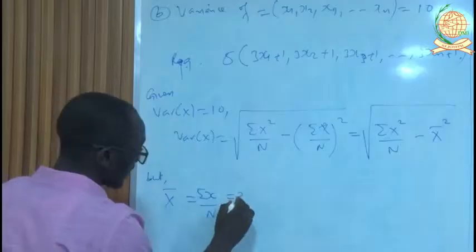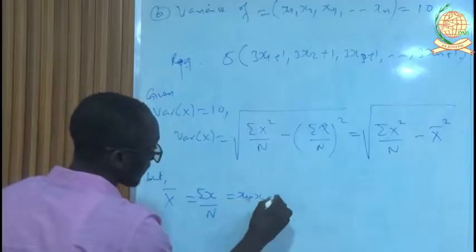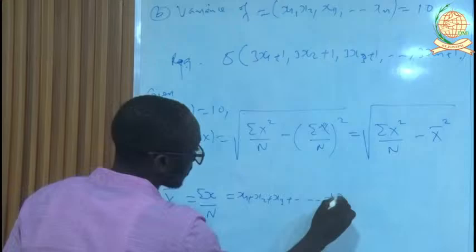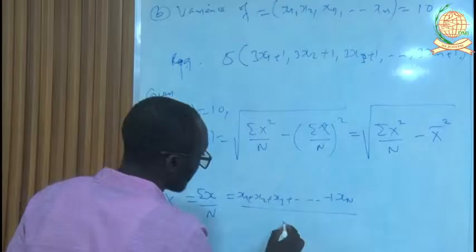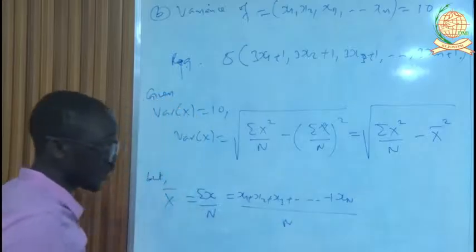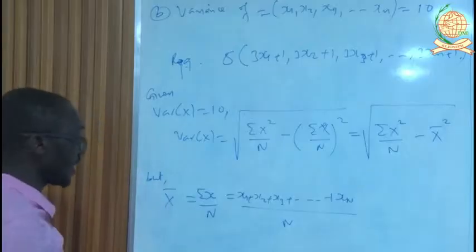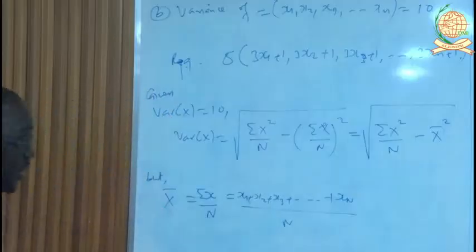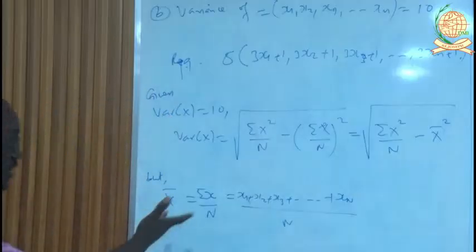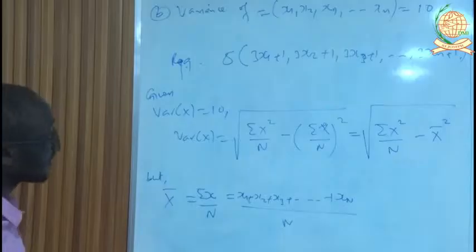So we could take x1 plus x2 plus x3 up to the last one, which is xn, then divide by the same number. So we don't have anything to write here because we don't even know the x's. So the value of mean is just that way. We can't write it anymore. This is the formula. So this is the mean.